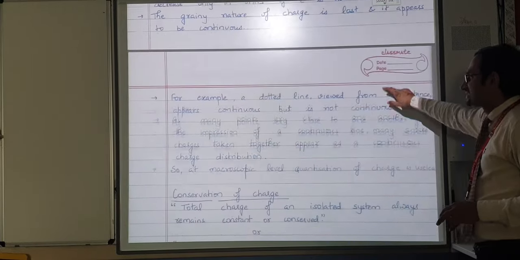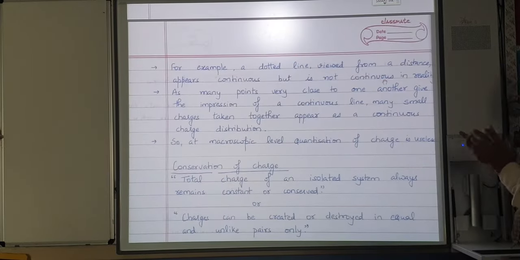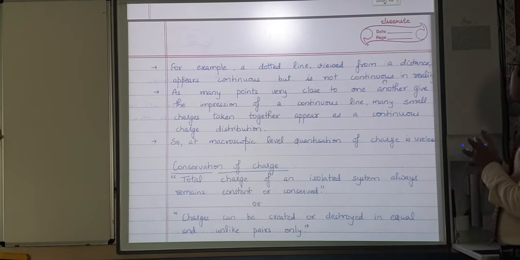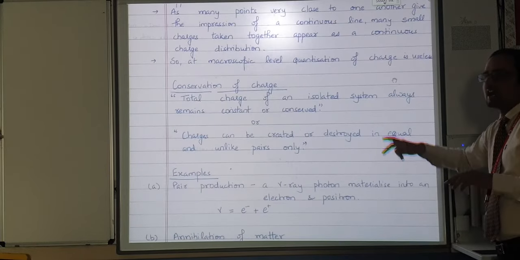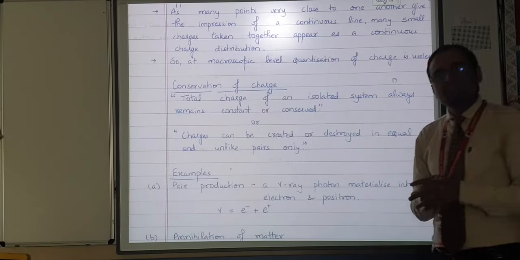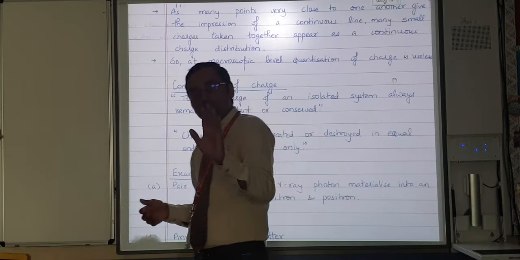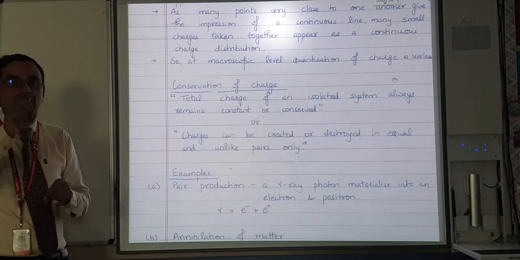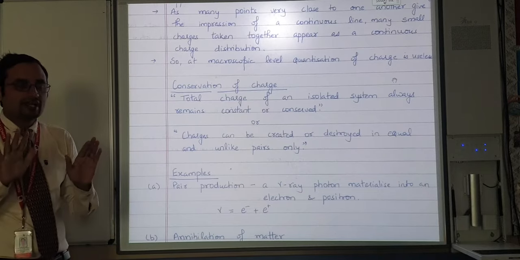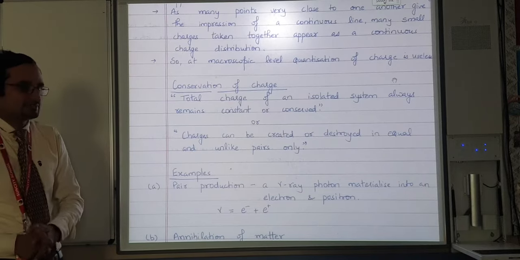Next, as this example I have shared, a dotted line viewed from a distance appears continuous, but it is not continuous in reality. Okay, now conservation of charge. You have all studied conservation of charge in your previous classes, and don't worry, we will study it later in the unit Atoms and Nuclei. So right now, no need to worry about that aspect.